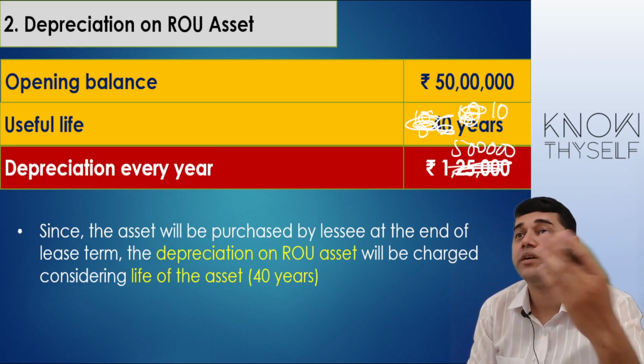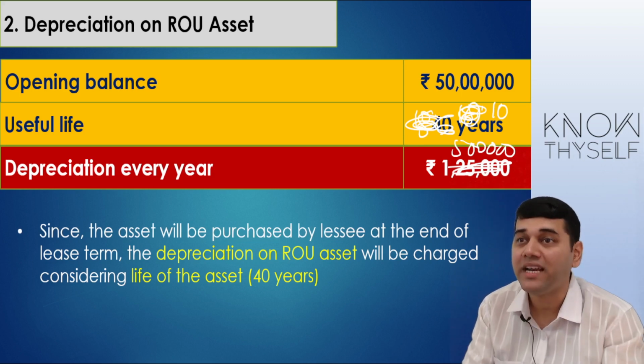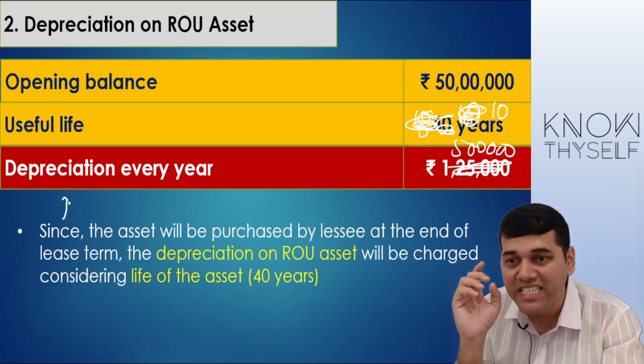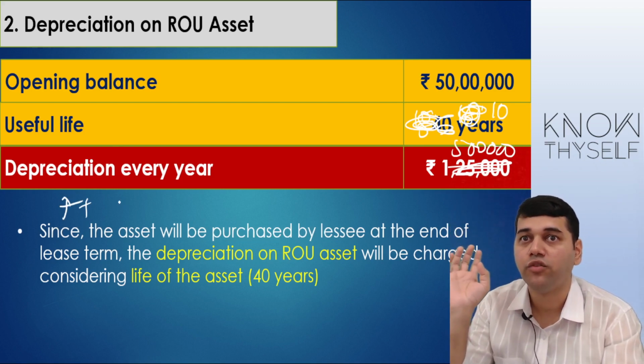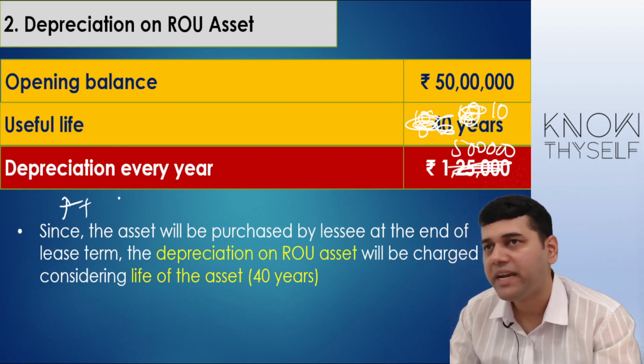Then it is called remeasurement. I have to recalculate. You have seen the formula, I have to adjust that plus or minus at the end of the third year or fourth year. Okay, next question. Question number 8 is remeasurement.